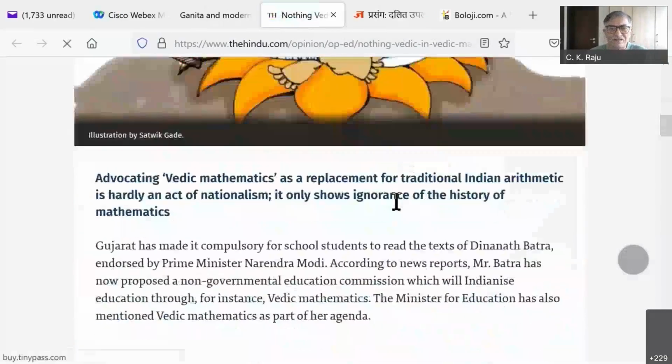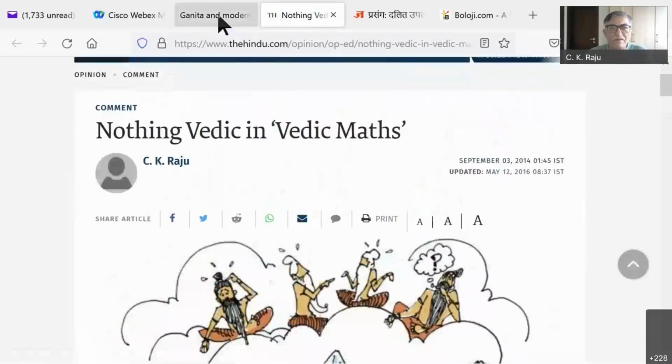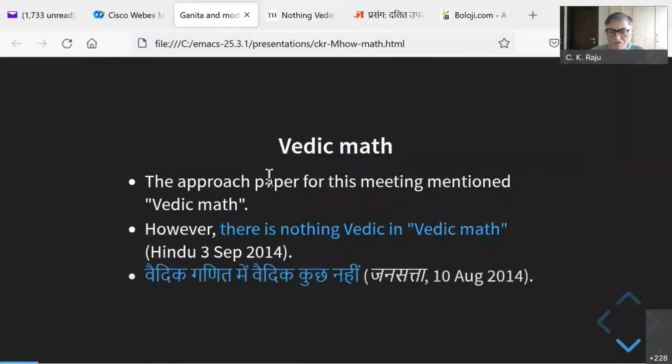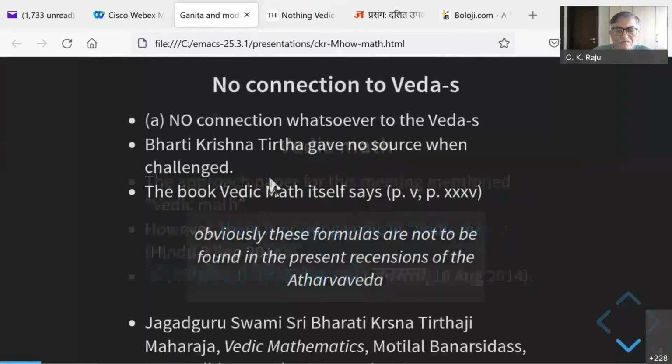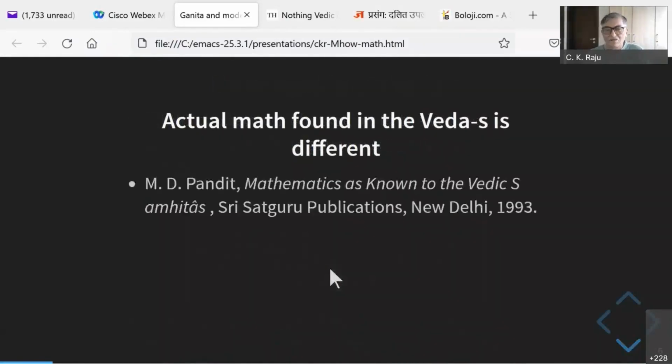This is an article that I wrote for the Hindu long back. So you can take a look at that again. The links are there. They can be shared. Similar thing in Jansatta. The point is, Vedic math has no connection whatsoever to the Ved. Bharati Krishna Tirth did not give any source when he was challenged. And the book itself says that obviously these are not to be found in the Atharva Ved. And why Atharva Ved? It should be Yajur Ved and so on.